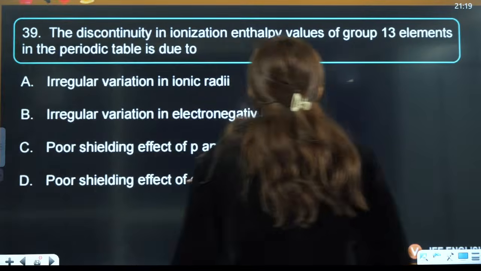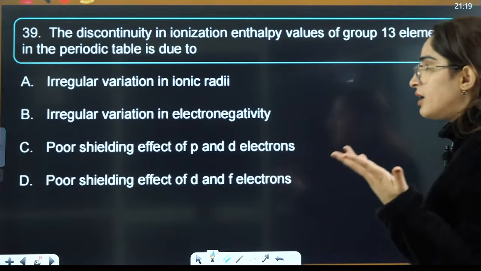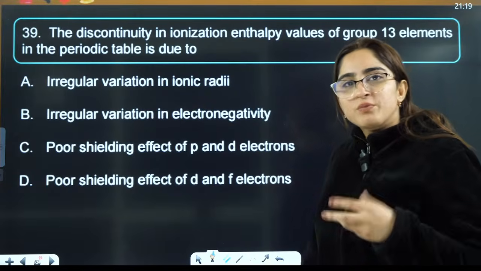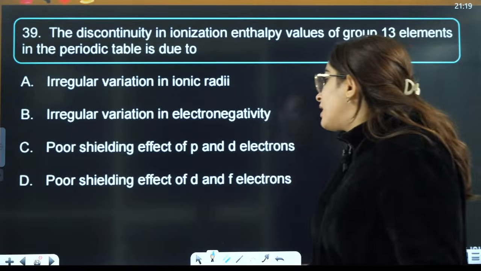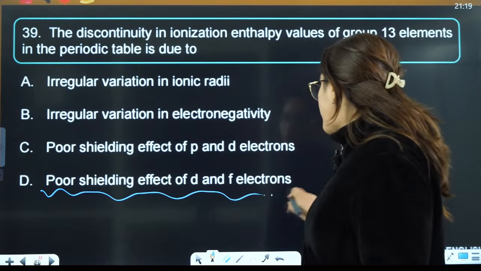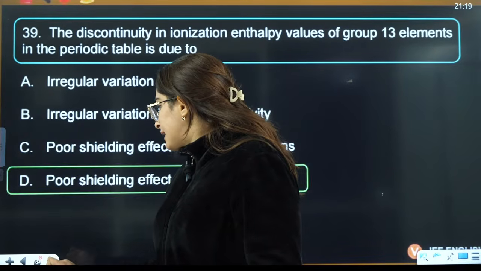The discontinuity in ionization enthalpy values of group 13 elements in the periodic table is due to what? Now in the periodic table, why group 13? Most of the exceptions in the periodic table are due to the poor shielding effect of d and f electrons. So the answer is going to be D is the correct answer here.